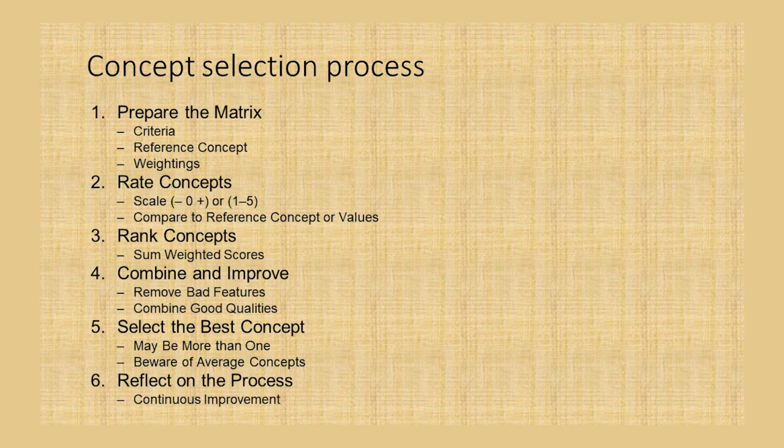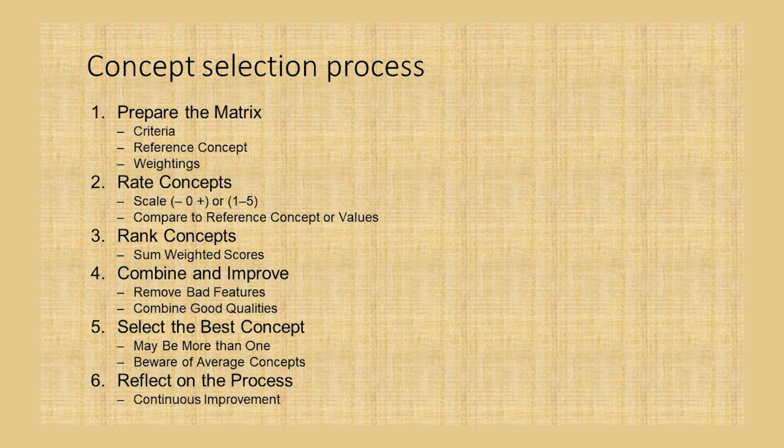Okay. So, that is how you get to an innovative product, by removing the bad features of existing concepts and combining the good qualities. Remove the bad, incorporate the good, and then you can select the best concept, and that may be more than one. Okay. So, 2 concepts may end up with the same score, and you need to be aware of average concepts. Some concepts may be just so, okay, and may sometimes end up with the highest rating.